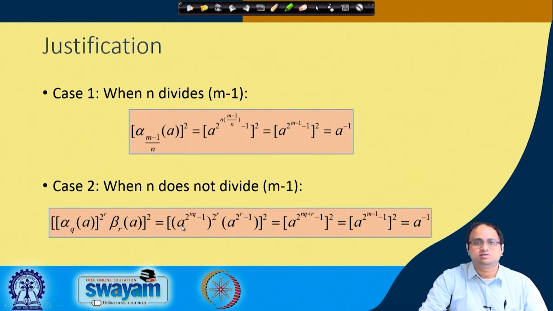So, therefore, what is this? This is nothing but a to the power of 2 to the power of n q plus r, minus 1, and this is squared. Okay. So, therefore, here this 2 to the power of r cancels with this minus 2 to the power of r, and therefore, you have got 2 to the power of n q plus r, and n q plus r was m minus 1. Okay. So, therefore, I can write this as a to the power of 2 to the power of m minus 1 minus 1, and which if I square, I again get A inverse. Okay. So, therefore, in both cases A inverse is correctly computed.